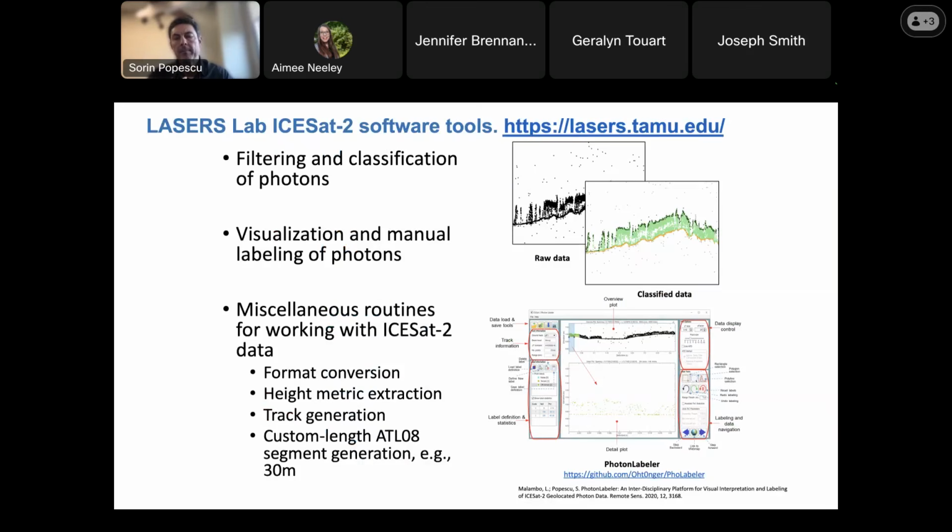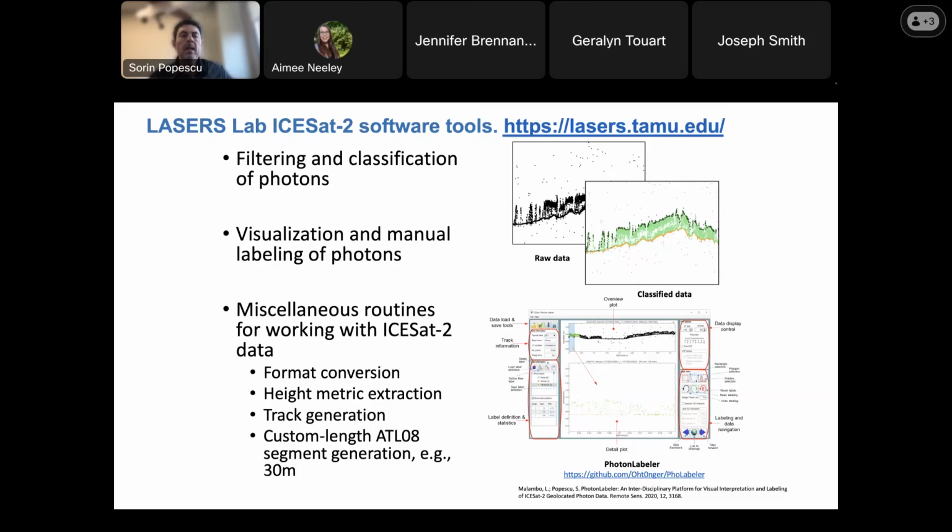But we developed a few of them here at Texas A&M as well. And one of them is the photon labeler. The idea was to be able to create even your own label data sets for using machine learning to classify photons, or in the lack of maybe some other validation data sets like airborne LiDAR to assess where ground, top of canopy would be to validate some other data products.